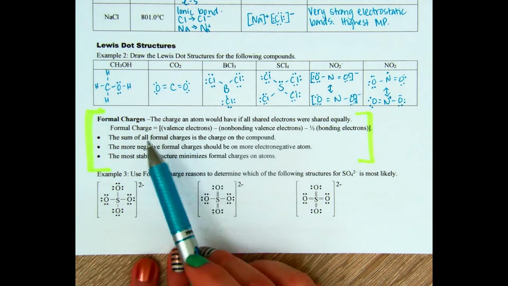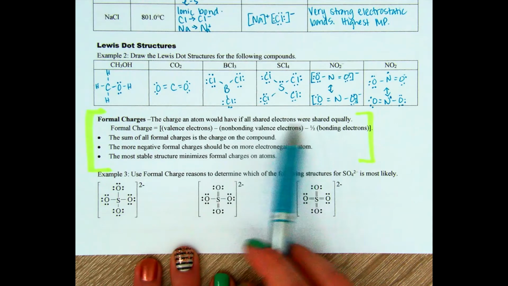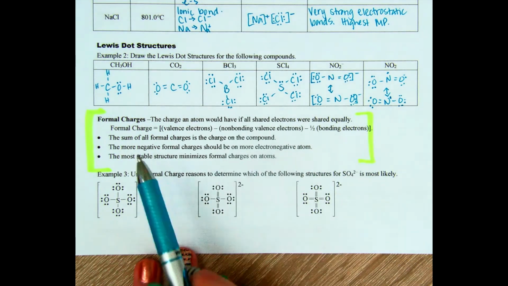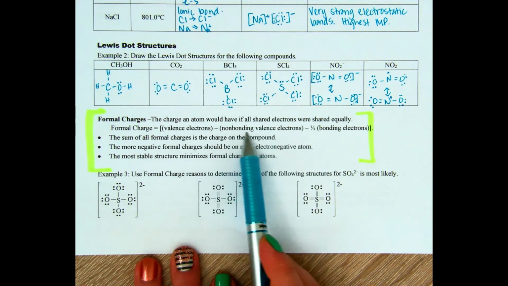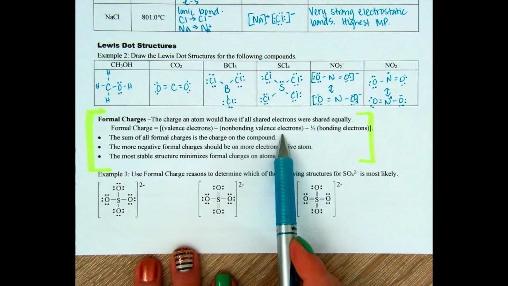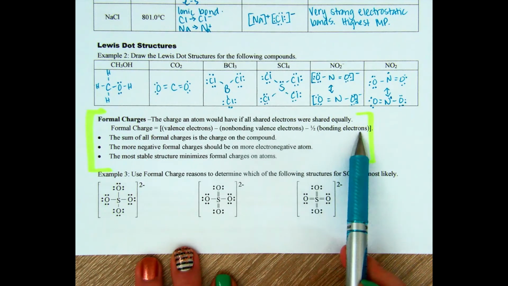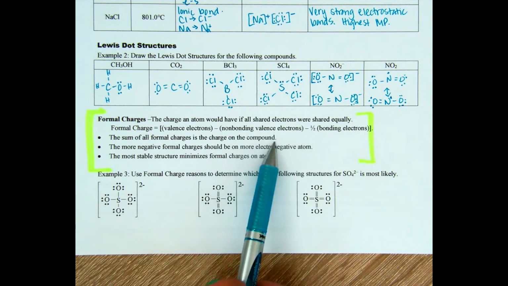So the formal charges are the charge on each atom that each atom would have if all shared electrons were actually shared absolutely equally among the molecule. Now, to calculate that, you'll take the number of valence electrons minus the non-bonding valence electrons, meaning your lone pairs, essentially, anything that's not involved in a bond, and 1/2 of the bonding electrons, so each bond. And the sum of all the formal charges is the total charge on the compound.